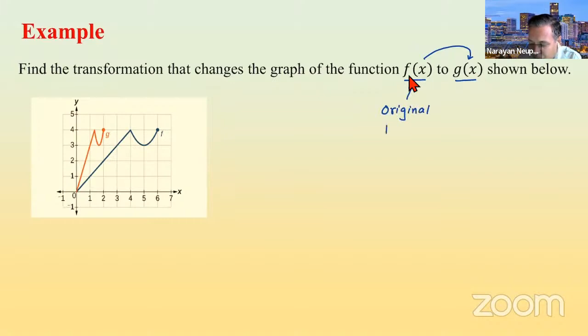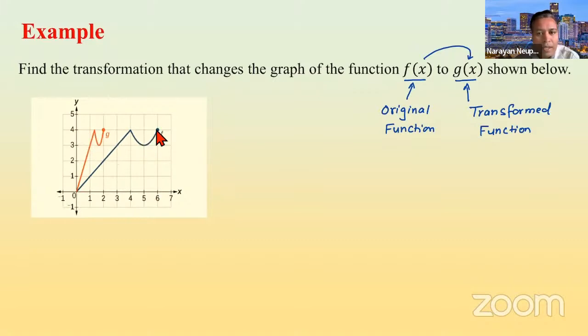f of x is the original function, and g of x is the transformed function. If you look at the screen here, you can see that the shape of these two graphs is exactly the same, but the original function is larger and the new, transformed function looks a little smaller. What we can clearly see is that the y values are exactly the same.